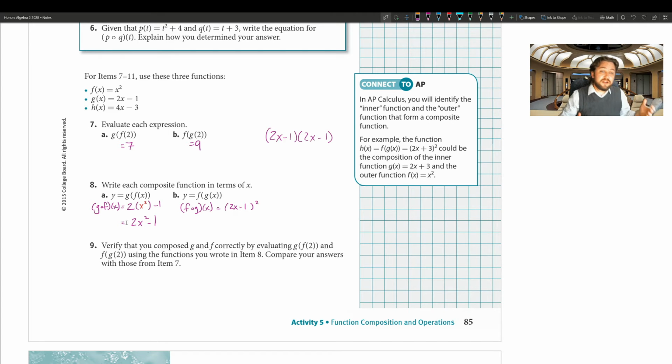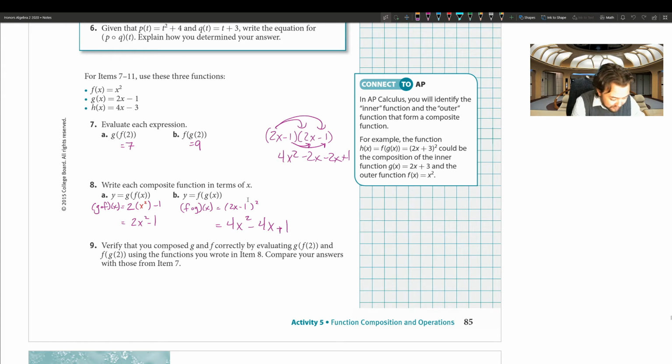All right, so we're going to verify that these are the right answers by doing the same thing. We're going to plug the numbers in. So let's plug in 2. So 2 times 2 squared is 4. 4 times 2 is 8, minus 1 is 7. That one checked out. The other one we're going to do 2.